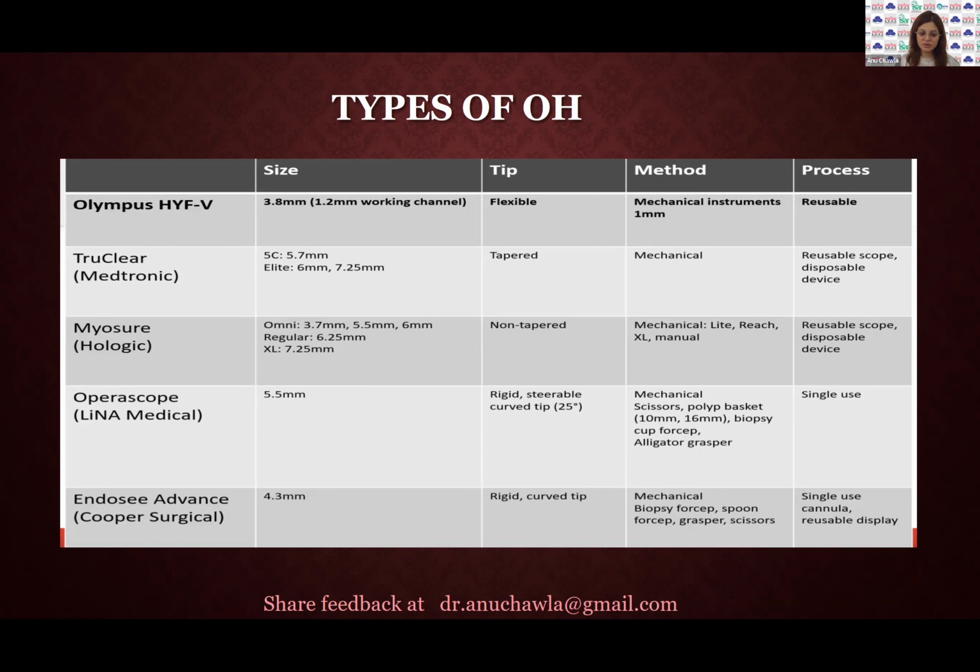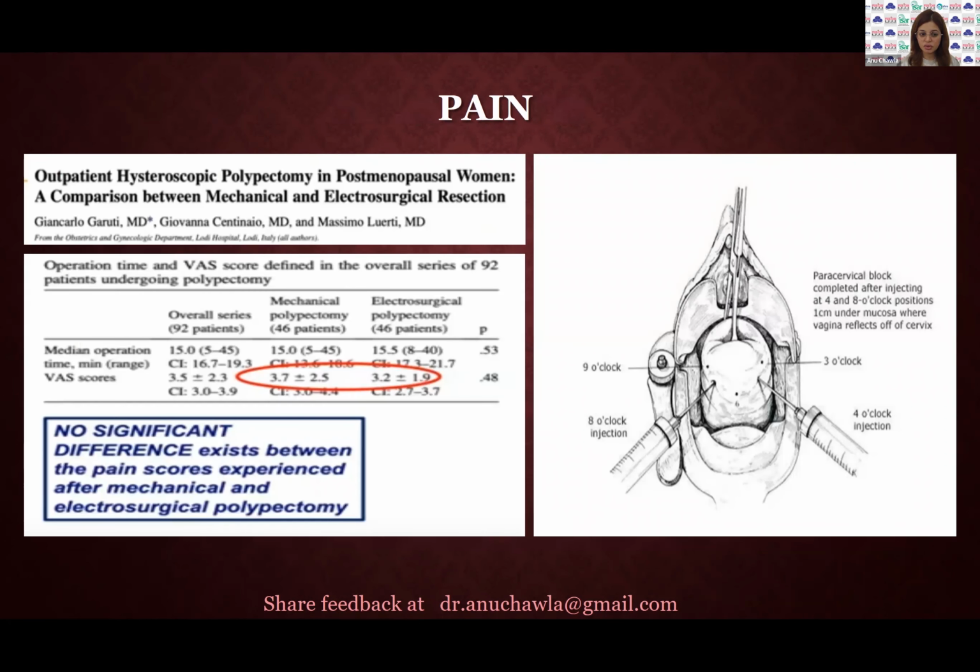Now, in these, if you see, a very easy handheld, thin, not very thick diameter is Endo C. These days getting very popular. We'll see some pictures of how it works. And definitely there are TrueClear and MyoSure, which are the tissue removal devices.